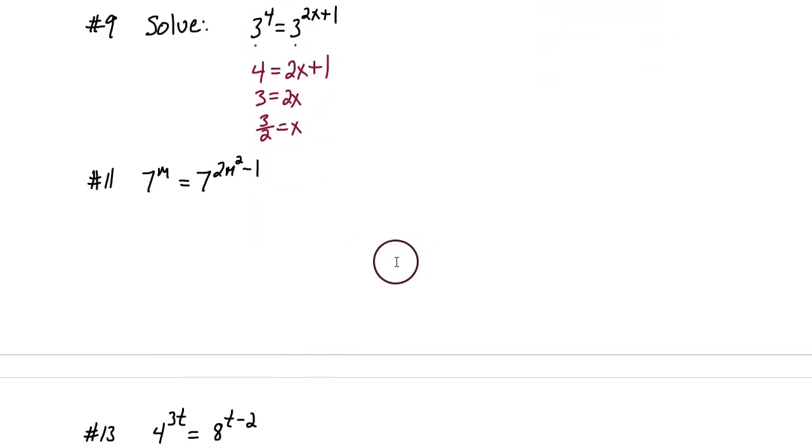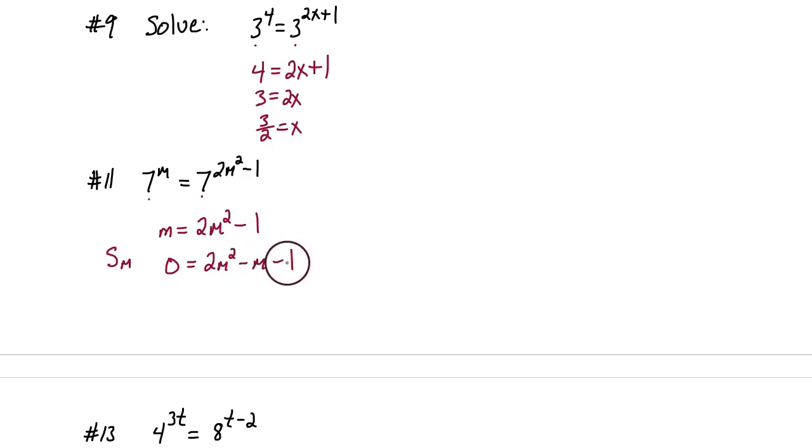For number 11, we have another equation, and the base is 7 on both sides. So for those to be equal, then the exponents must be equal. This creates a quadratic equation. Let's make standard form by getting a 0 on one of the sides. We could subtract the m away. That'll make a 0 on the left side. 2m squared minus m minus 1.